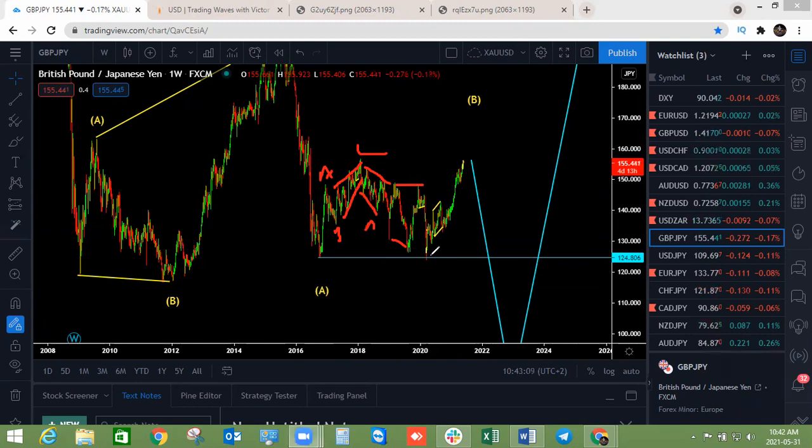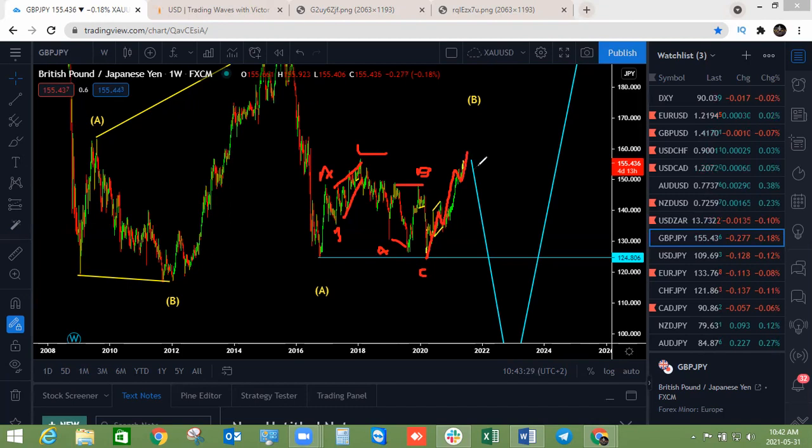I need to draw it cleanly here. Let me not confuse you. Let me just give you the structure clearly. That is A. The B is this flat correction. The C is here. Now we've got 1, 2, 3, 4, 5. Now we need to complete the wave 5.